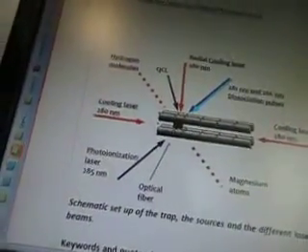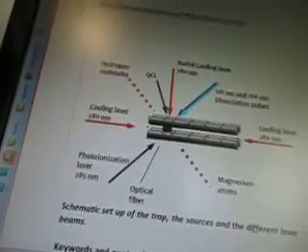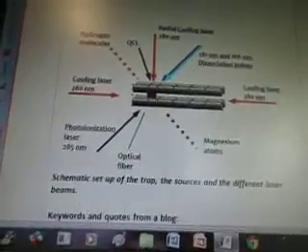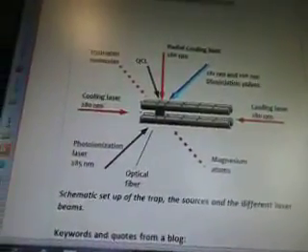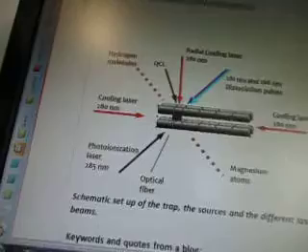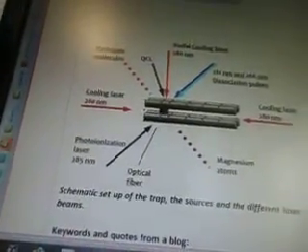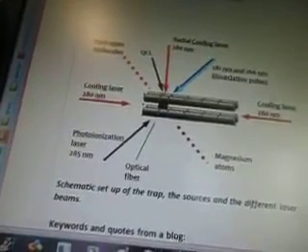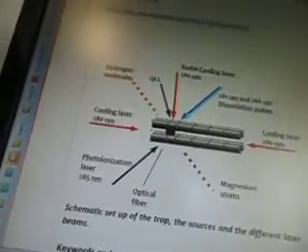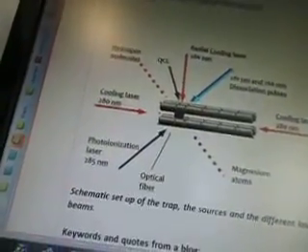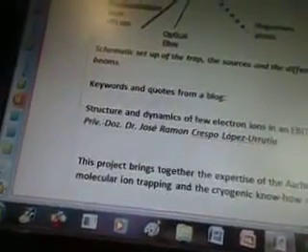So here's a diagram. Schematic setup of the trap, the sources and different laser beams. So you've got your cooling laser, photoionization laser, optical fiber, magnesium atoms, cooling laser, dissociation pulses, rotational cooling laser, and hydrogen molecules in QCL. Okay. Keywords and quotes from a blog: Structure and dynamics of few-electron ions in EBIT.